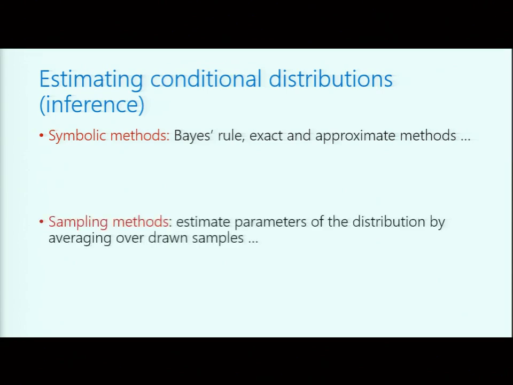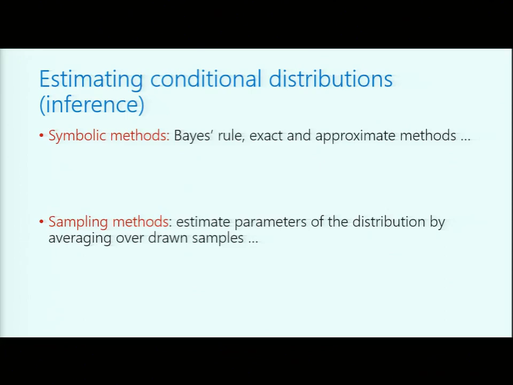Essentially, you have this probabilistic model with parameters. In the earlier example, the parameters of the distribution were the skills, and you want to estimate these parameters by repeatedly sampling from these distributions and then averaging over those samples. So there are two ways to compute or estimate these conditional distributions. Is this clear?